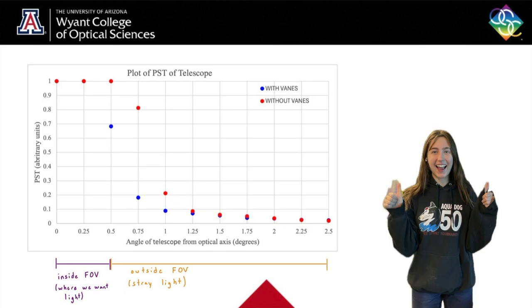Here are our results. The red data points represent the normalized pixel count per degree for the telescope without vanes, while the blue represents data with vanes. We see about a 50% decrease in stray light with the vanes, though our data is likely exaggerated by some slight misalignments.